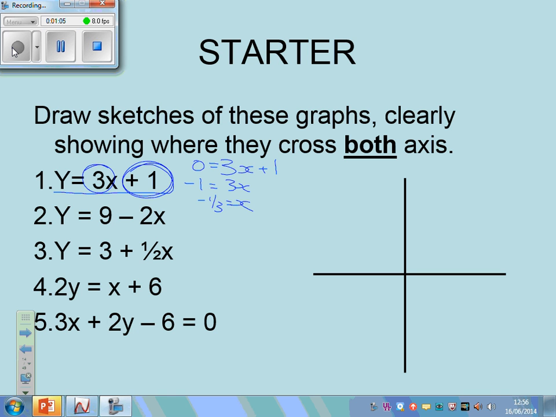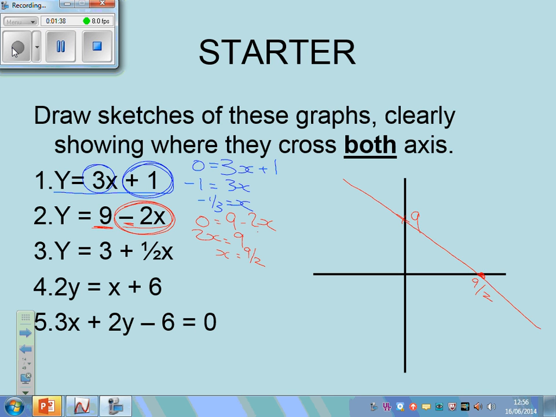Second one, same sort of idea. We know from our GCSE work that it's going to cross at 9. Let's put the 9 up there. And we know it's going down because you've got a negative gradient. So it's going down like this. So this answer here I'm expecting to be positive this time. Let's find it out. 0 equals 9 take away 2 x's. Add the 2 x's and divide by 2. I'm going to write 9 over 2. You're still thinking about 4.5, aren't you? But I'm just writing 9 over 2.